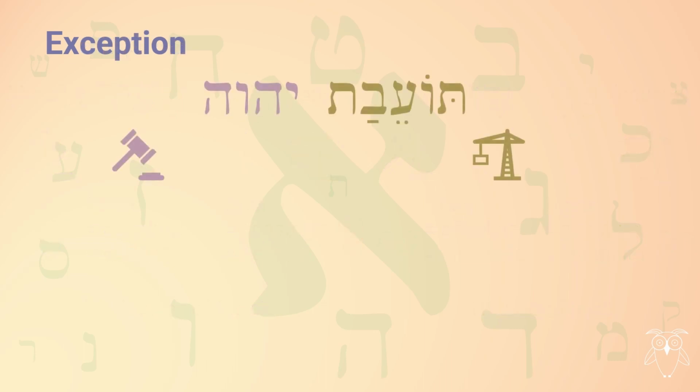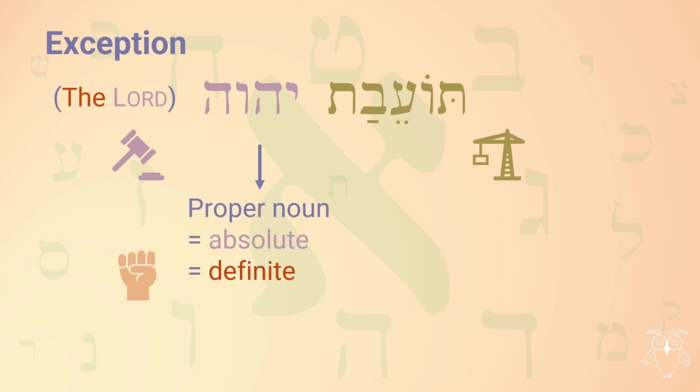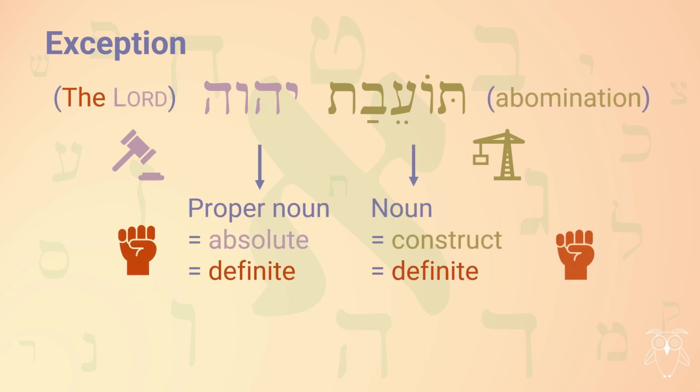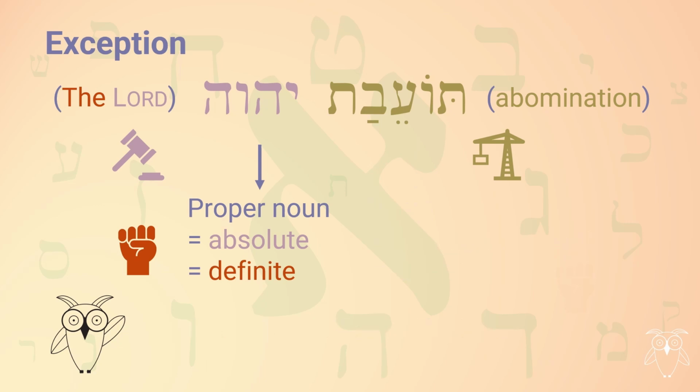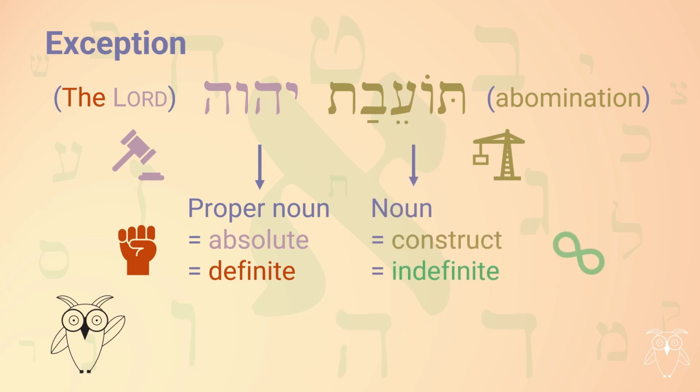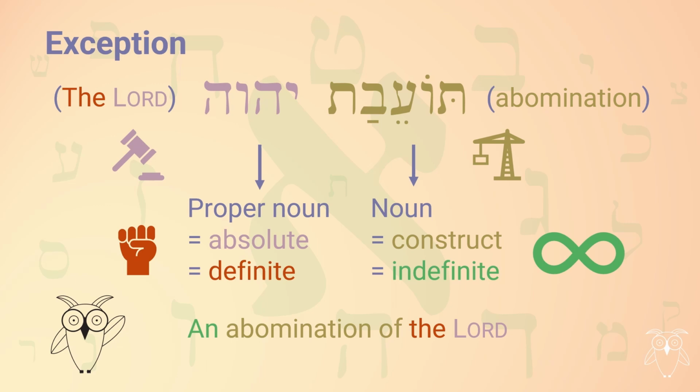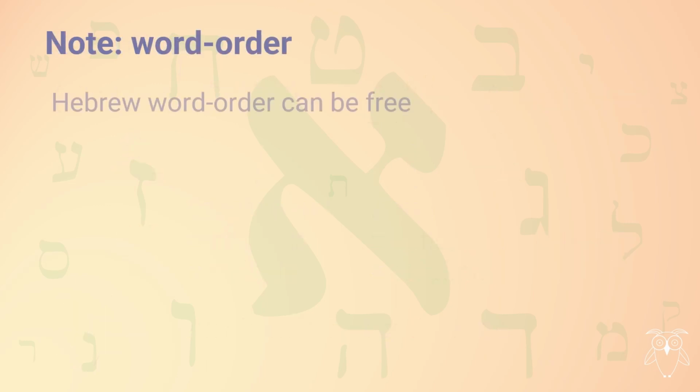Toeva Adonai. The second word is the name of God, so let's say the Lord, and the first word is in the construct and it means abomination. Now you might think that this should be translated as the abomination of the Lord, because the Lord is a proper noun. But since many different things are called abominations of the Lord, it should probably be understood as an abomination of the Lord.